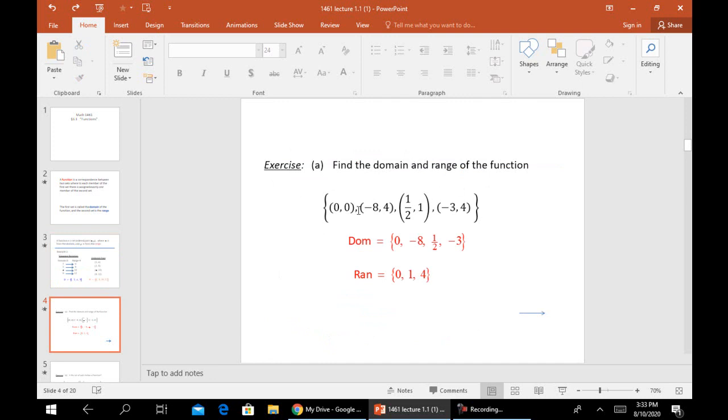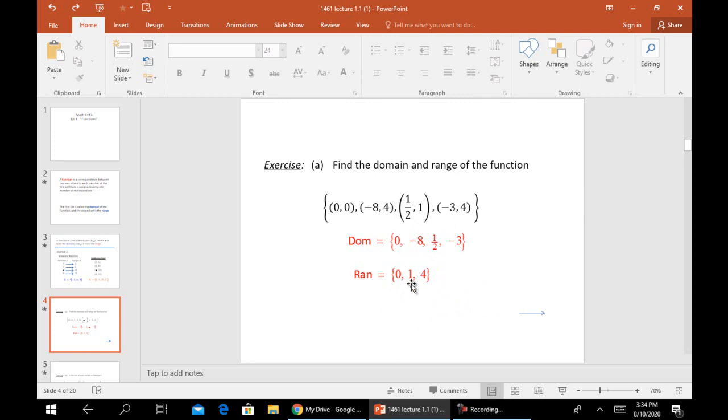Find the domain and the range of the function. So here we are given a function where the function is expressed as a set of ordered pairs. So what would be the domain? Well, remember the first coordinates of the pairs are coming from the domain. So the domain would be 0, -8, 1/2, and -3. And the second coordinates are coming from the range. So 0, 4, 1, and 4. So 0, 1, and 4, that would be the range.